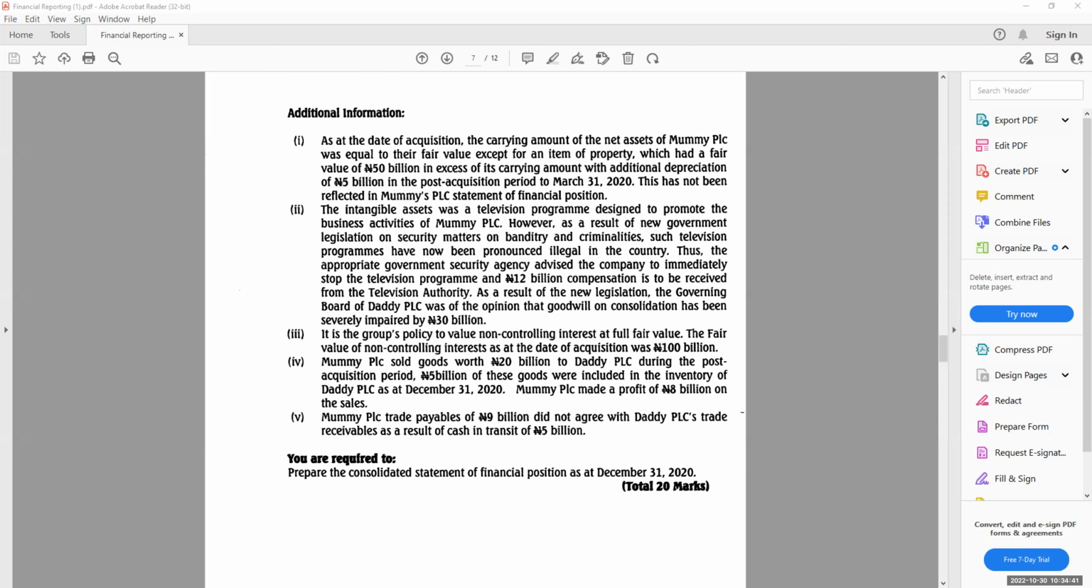And lastly, Mommy PLC's trade payables of 9 billion naira did not agree with Daddy PLC's trade receivables as a result of cash in transit of 5 billion naira. You are required to prepare the consolidated statement of financial position as at 31st December 2020, total 20 marks.